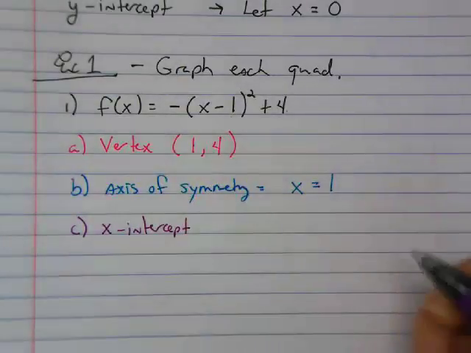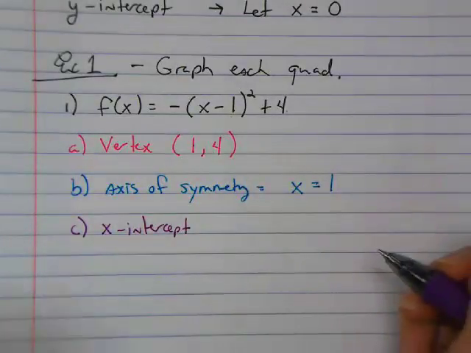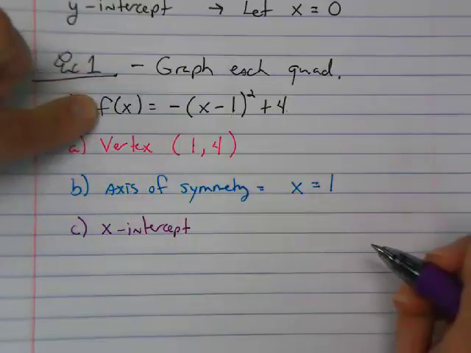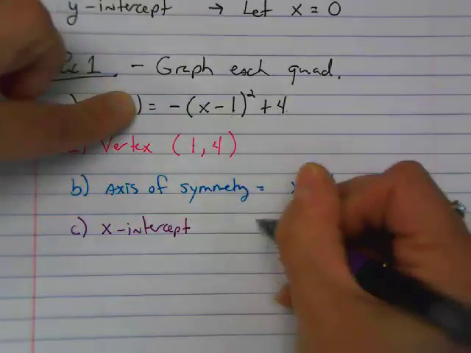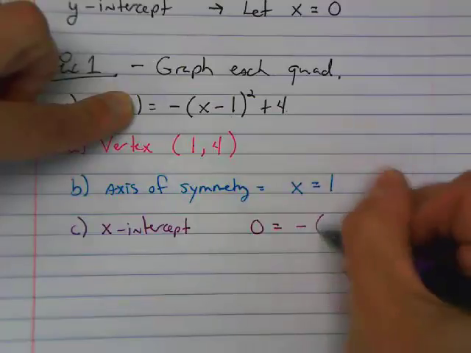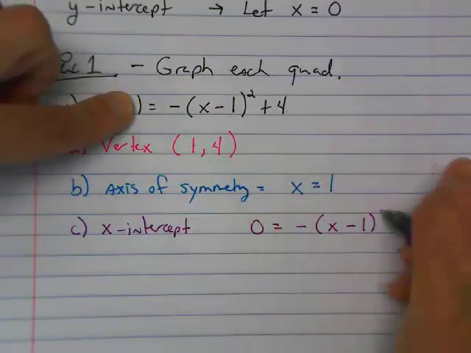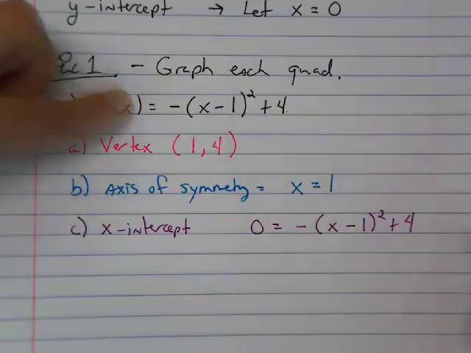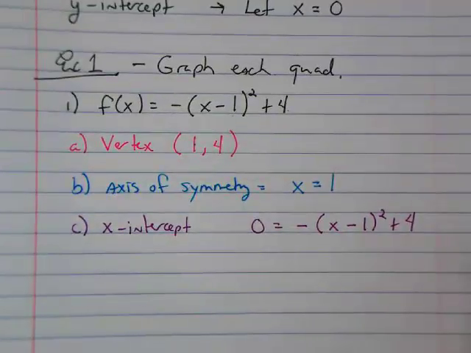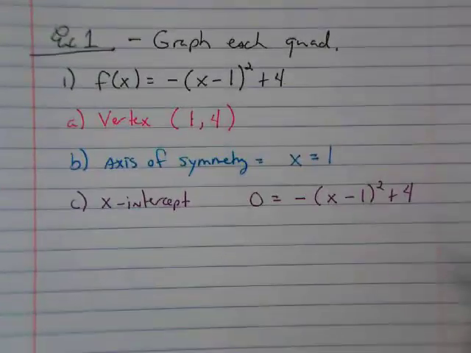And the rule says to let the function become 0. So this is your function. I'm going to let that become 0. Now you have options. You can, at this point, solve that by factoring. You can solve the quadratic a different method. You can do the quadratic formula.